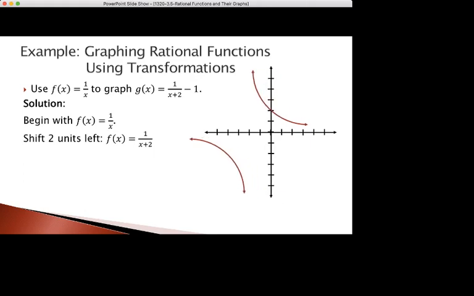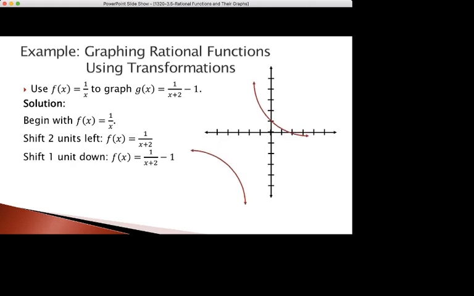Cool. Now, this isn't quite like g of x. We're not done yet. We still have one more step we need to go. We need to shift this 1 unit down and get f of x is equal to 1 over x plus 2 minus 1. So we shift it down 1, and there we go.